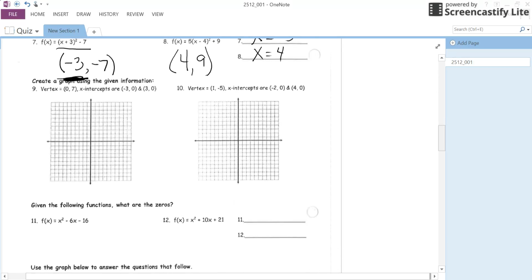Okay, I'm going to create a graph using the given information. The vertex is 0, 7, so that's going to be up 1, 2, 3, 4, 5, 6, 7. All right, and the x-intercepts are -3, 0, and 3, 0. So then I can just go ahead and draw my graph. All right, my vertex here is 1, -5, 2, 3, 4, 5, and -2, 0, and 4, 0. So then I'm just going to go ahead and draw my graph.